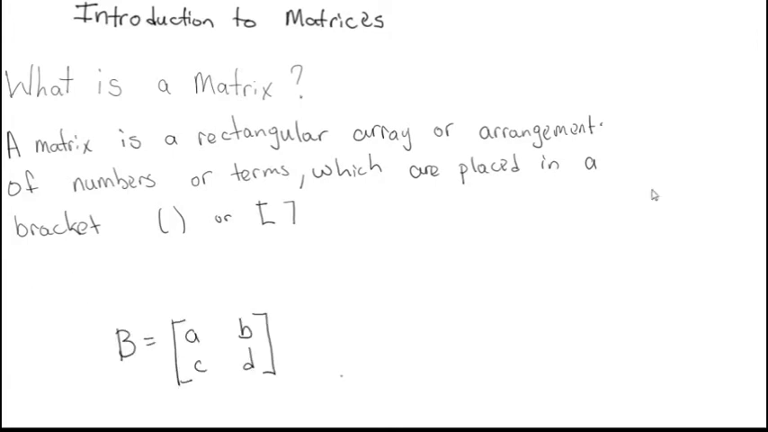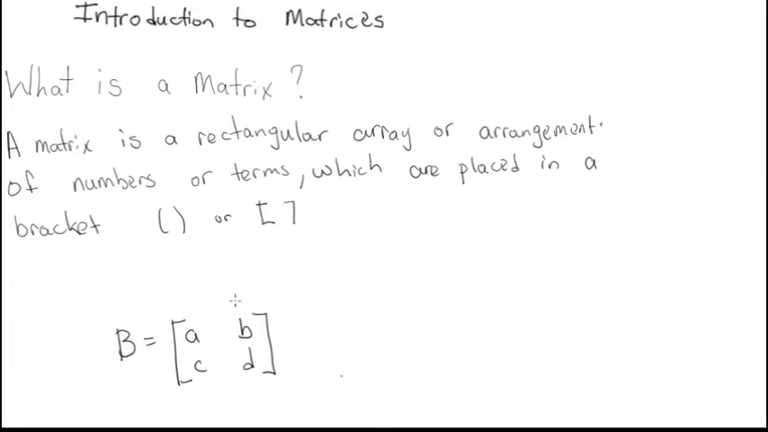Let us look at the example here. So we have a matrix. Two key things that we need to remember: one, a matrix is named by using a capital letter. So the name of this matrix would be matrix B.